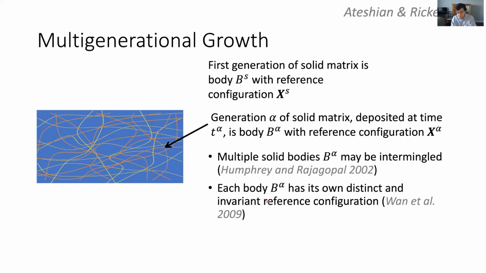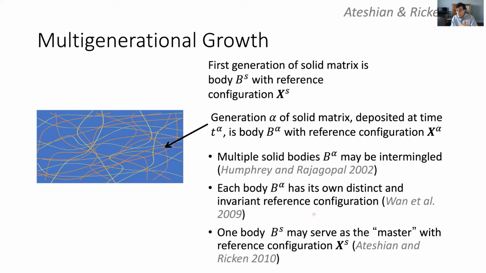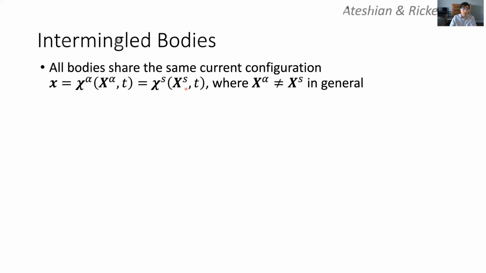He said that. And right about the same time, Tim Ricken in Germany and I, Tim was a visiting professor in my lab, we formulated this multi-generation growth model where we also proposed the same thing, but we explicitly said that we need a constitutive model for each generation's reference configuration. Okay, so let's take a closer look at this formulation.